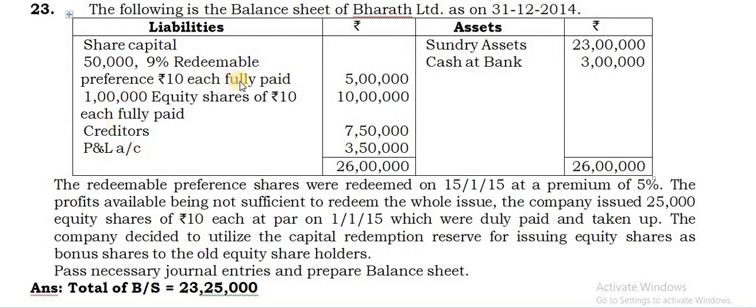Well, next 23rd question will be your homework problem. You can find, it's a simple question only, you can do. You are given here the share capital 50,000, 9% redeemable preference shares of rupees 10 each, fully paid. So this 5,000 shares are now being redeemed. They are being redeemed at a premium of 5%. So 5 lakhs into 5%, that gives you 25,000. Now that is the amount of premium payable on redemption.